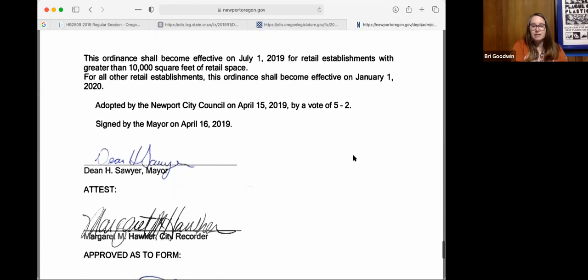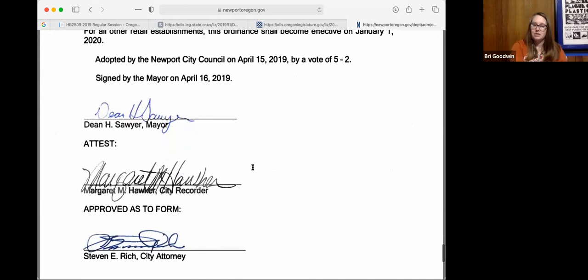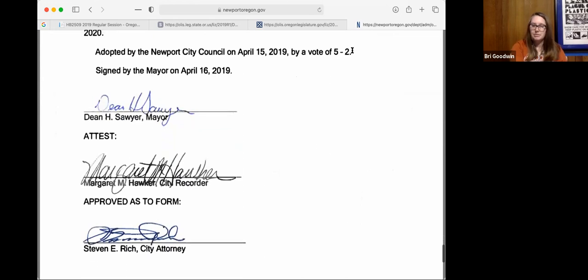But this one was passed, so you can see this is the final version of the ordinance that actually has all of the signatures, has the mayor's signature, and shows that it passed by a vote of 5-2 and when it was actually signed.